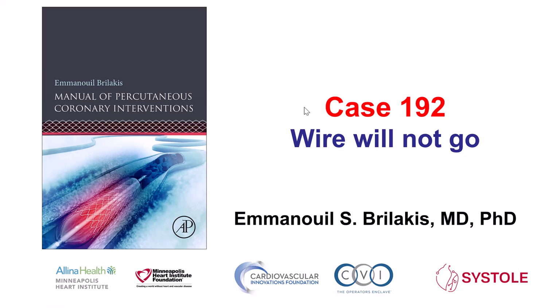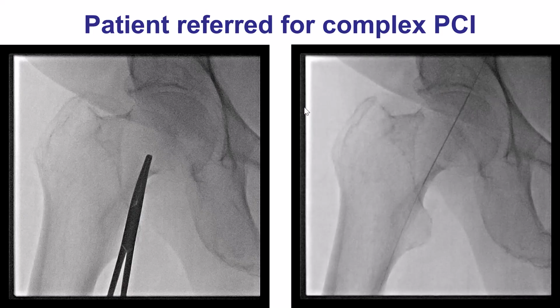Hi, this is Manos Berlakis, and this is case 192 for the Manual of Percutaneous Coronary Interventions. This is a case in which advancement of the 0.035-inch wire into the aorta was challenging. The patient was referred for complex percutaneous coronary intervention.